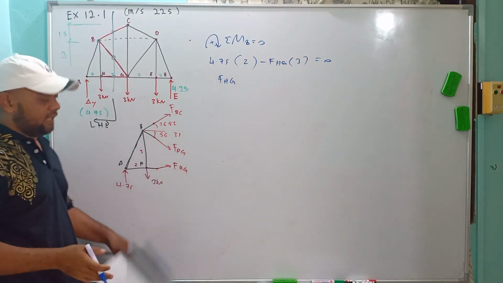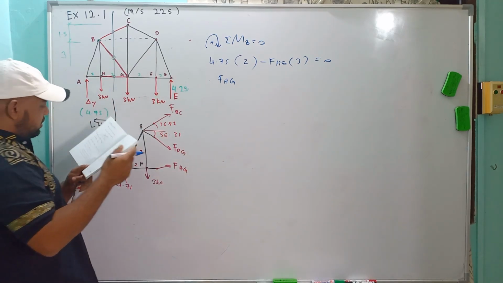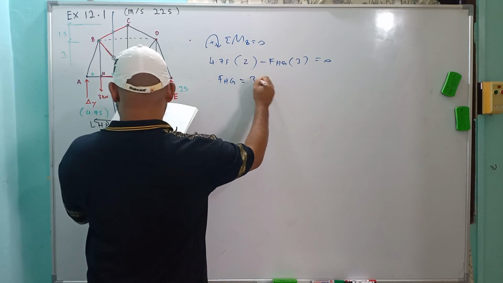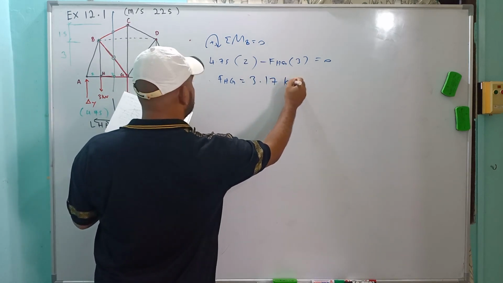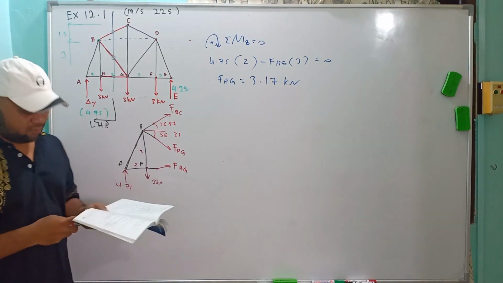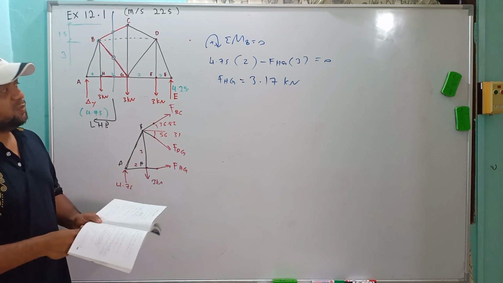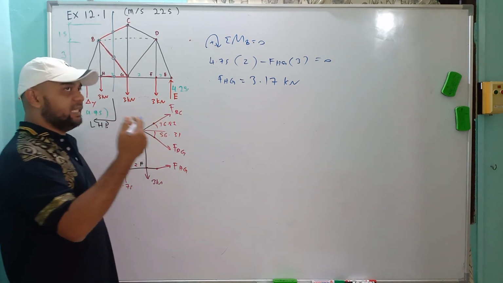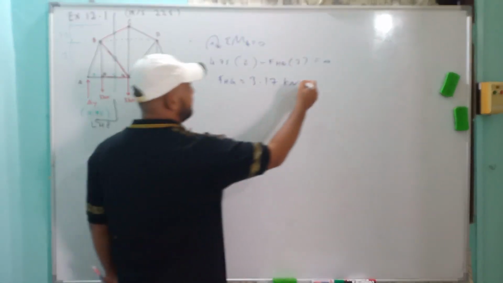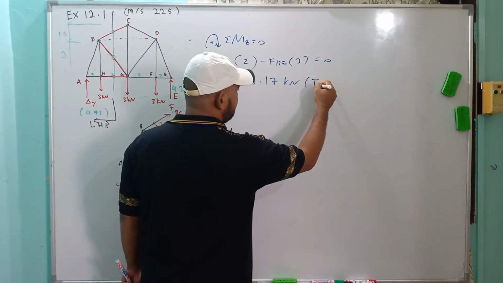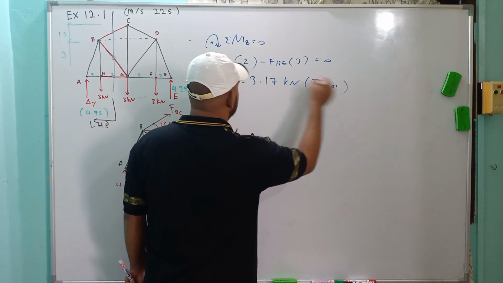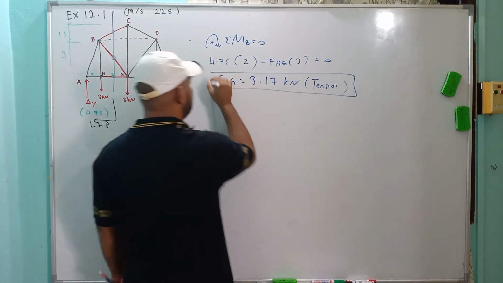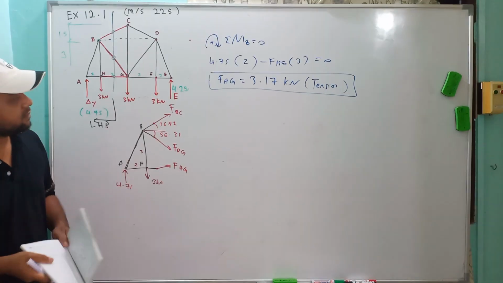So we have FG, which is 3.17 kilonewton. Same as what we have calculated before. So it is positive. We assumed everything is in tension. We got the positive answer, so the value is in tension. So the first answer is in tension.